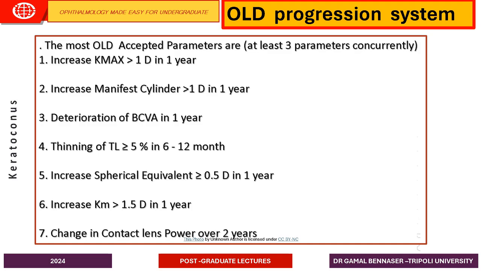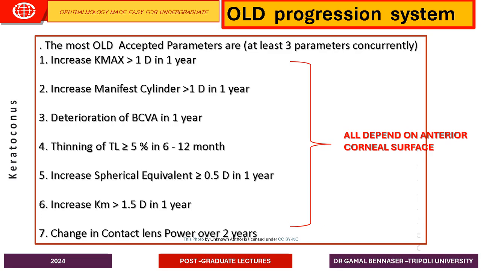As I said, this is the old progression system, and at least 3 parameters should be present before documenting progression of keratoconus. However, generally, these criteria are no longer accepted by most doctors, as they adopt the new ABCD progression system, because all these parameters depend on the anterior surface of the cornea, and changes in the anterior surface are very late changes, and by that time the patient will have advanced disease before the progression is documented. Another thing is that, as you know, the earliest changes appear in the posterior surface of the cornea.